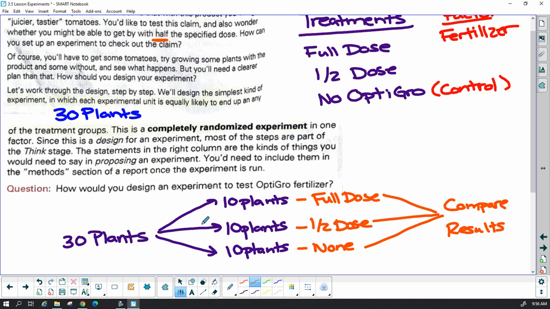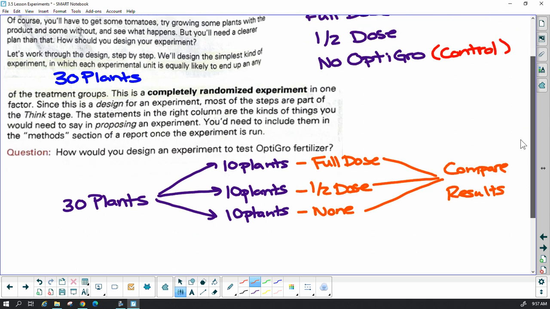So again, control is in the treatments. Randomization is in randomly assigning the plants to the treatment. And the replication is in the fact that we can do this on 10 plants for each treatment. We could do more if we wanted to, but 10 seems like a pretty good number.